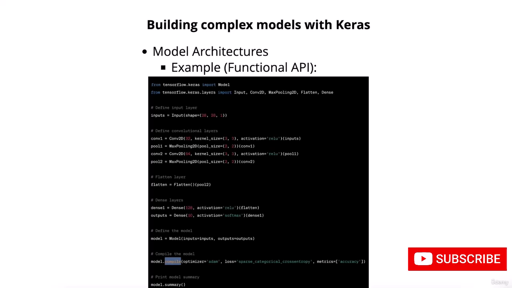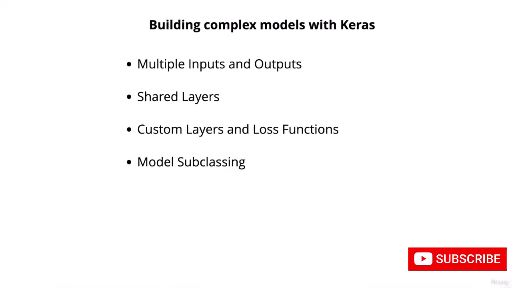Now, the next topic is multiple inputs and outputs. Complex models may involve multiple input or output branches. Keras allows you to handle such scenarios using its functional API by defining multiple input or output layers and connecting them appropriately. Shared layers. In some architectures, you may want to share certain layers between different branches of the model. Keras enables this by creating layers and reusing them across multiple parts of the model.